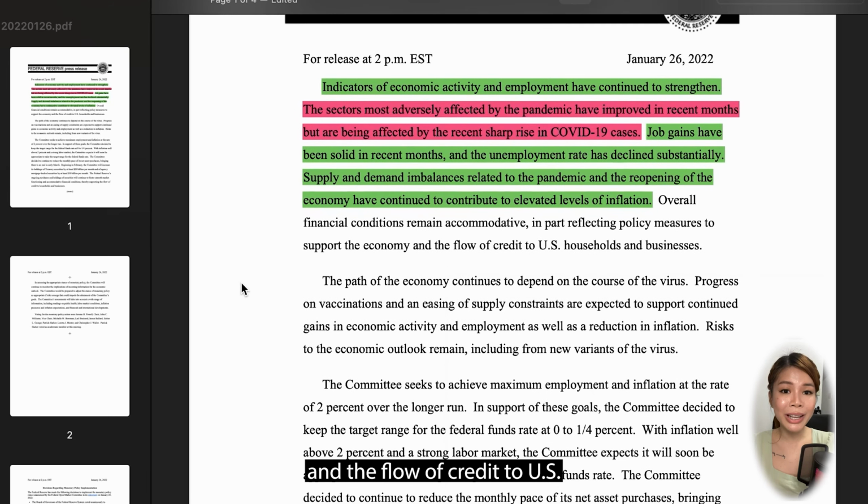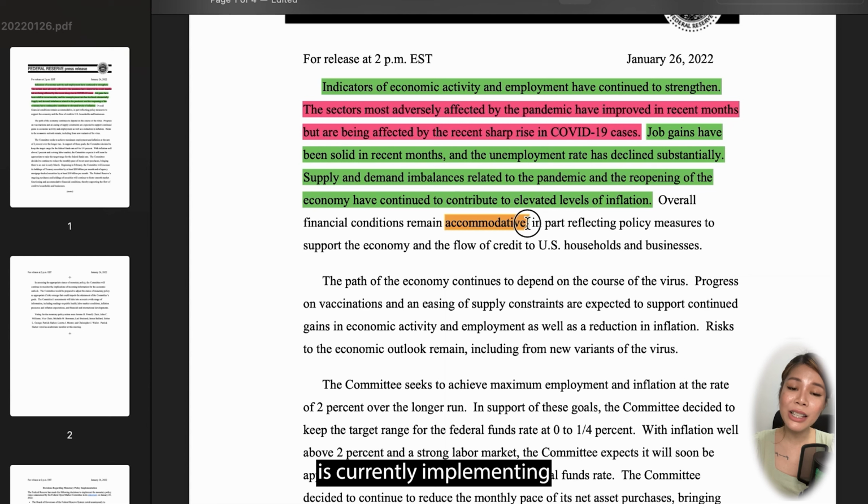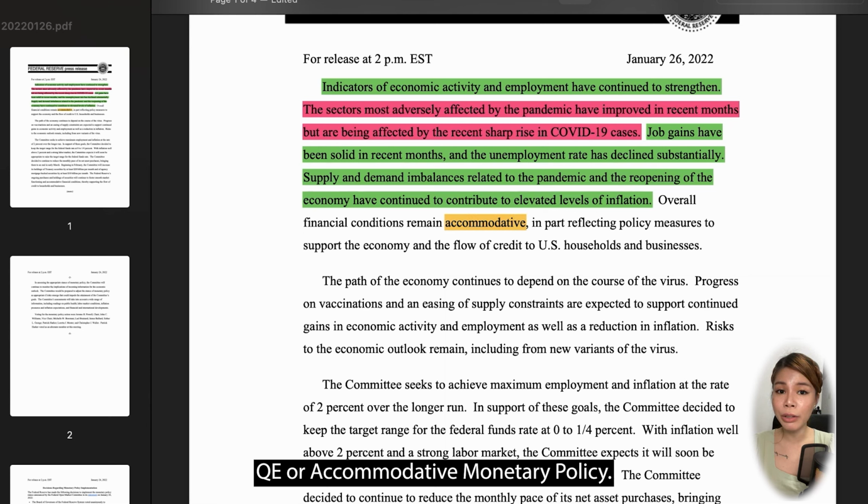Overall financial conditions remain accommodative, in part reflecting policy measures to support the economy and the flow of credit to U.S. households and businesses. This is neither positive nor negative. It is just simply describing what kind of monetary policy the Fed is currently implementing. I will highlight the word accommodative in yellow to remind me that the Fed is currently implementing QE or accommodative monetary policy.